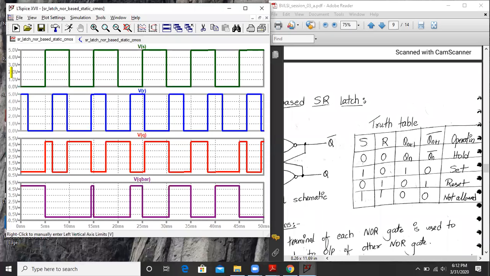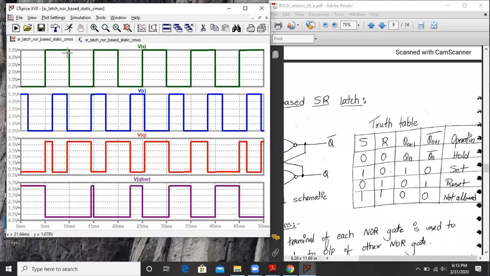S is 0 and R is 1. My output Q is 0 and Q bar is 1, logic 1. So hence my functionality is proven over here. That is one condition. The next condition is S is 0 and R is also 0. When S and R are both 0, it will hold on to the previous state. The previous state here was Q is 0 and Q bar is 1, so it will hold the previous condition. I hope that clarifies the work.